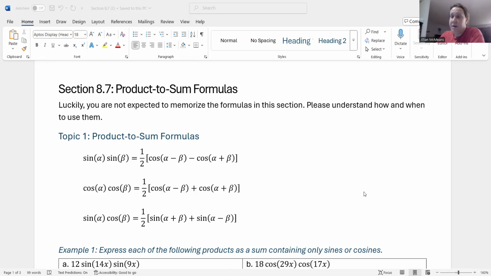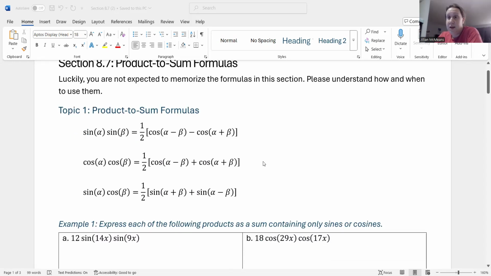Now, because you don't have to memorize these, I'm not going to go into great length on where they come from. If you are interested in it, I can show you. Essentially, for the product to sum formulas, if you go back and remember the sum and difference formulas for sine and cosine, you basically take those formulas and add them to each other or subtract them from each other, and it essentially gives you these formulas. I'm not going to take time in these videos to show you, but if you're interested, I can show you one-on-one, okay?